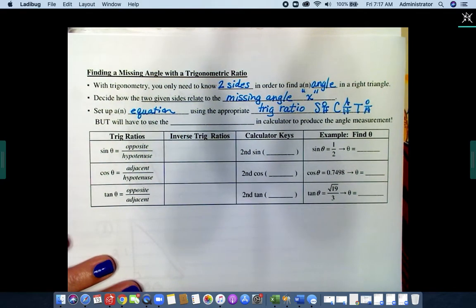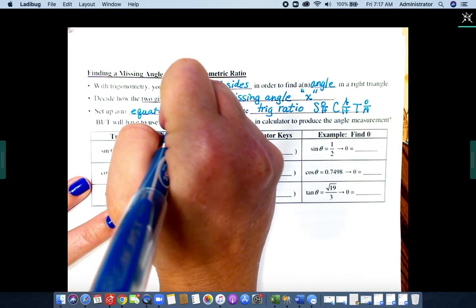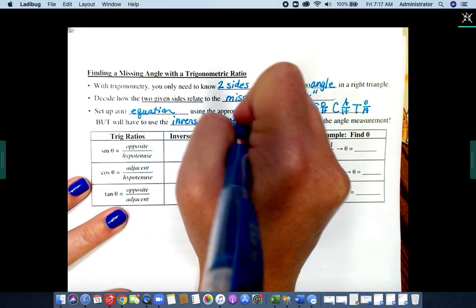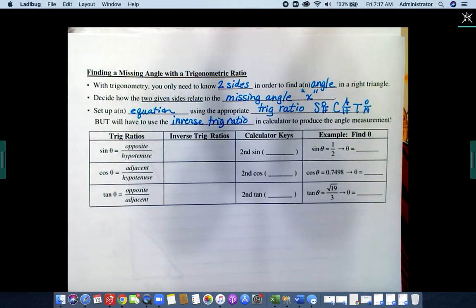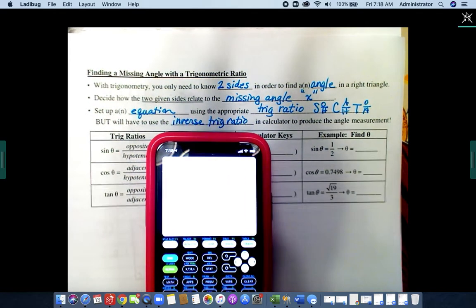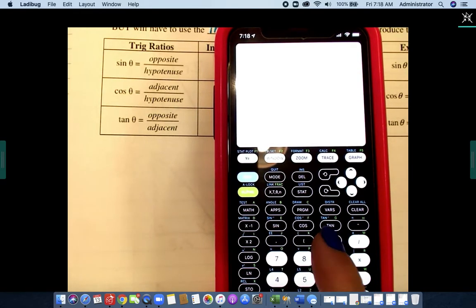All right. What will be different this time is we will have to use the inverse trig ratio in our calculator to produce an angle measurement. So let me kind of give you a heads up. On our calculator, in the previous lesson, you learned to use the sine, cosine, and tangent buttons. All right, so we use sine, cosine, and tangent when we're solving for an angle measure.